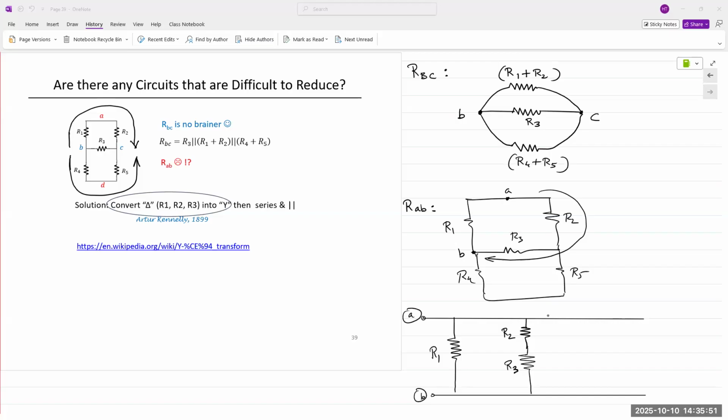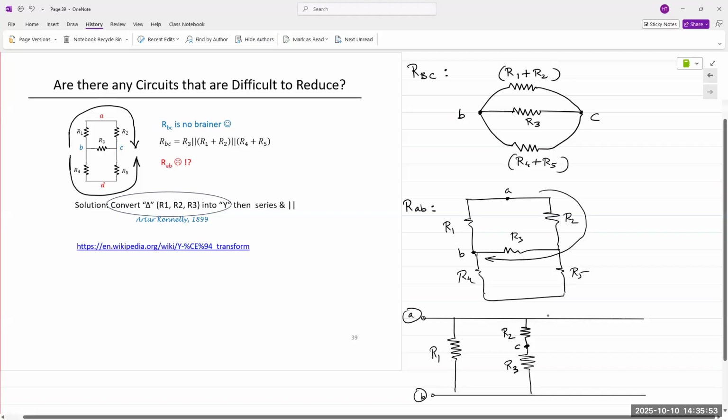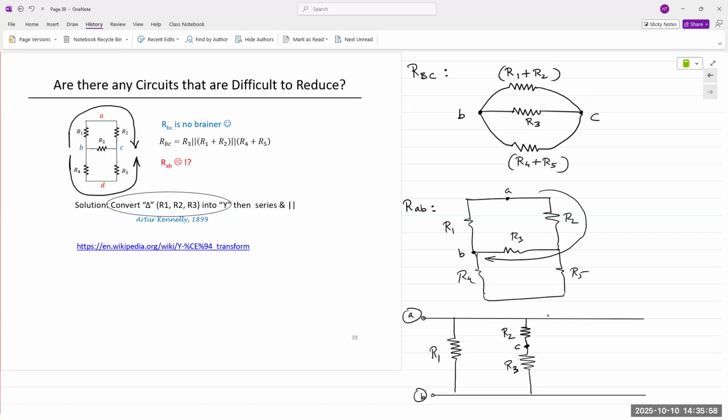Between R2 and R3 is node C, and we have R4 and R5. Sorry, wait, R2 and R3. But yeah, R4 and R5 that are in series. So we have that because, actually not from there, from node C to B.